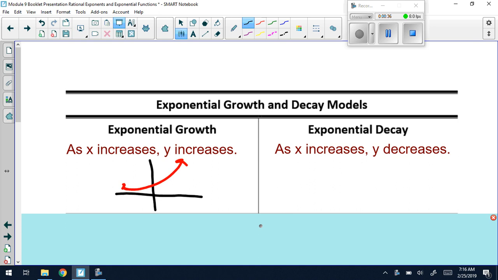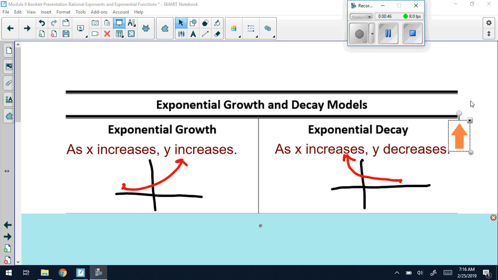And then for our exponential decay, as x increases, y decreases. So it's going to swoop down like that. So when I say as x increases, that means my x value is getting bigger and bigger and bigger. So as x increases, y increases. It also gets bigger and bigger and bigger. With exponential decay, as x increases, so my x values are getting bigger, my y values get smaller and smaller and smaller. Remember, I'm going to approach but not cross that x-axis.